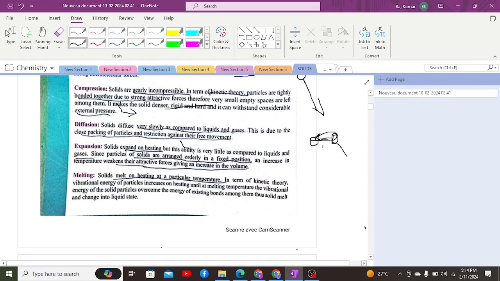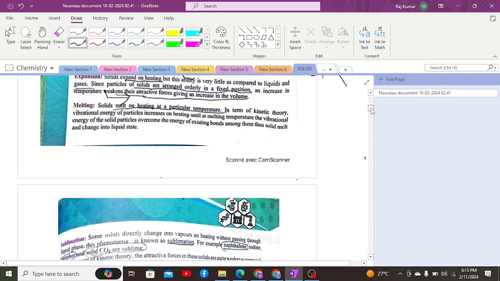Restriction of their free movement is there. Moreover, when it comes to expansion, solids can expand on heating, but this ability is very small as compared to liquids and gases. These particles of solid are arranged orderly in fixed positions, such that an increase in temperature can cause their attractive forces to be weakened, and thus result in an increase in volume. But that increase in volume is only limited to a certain limit, such that above that limit, the solids will tend to convert into their liquid state if they are given further heat.